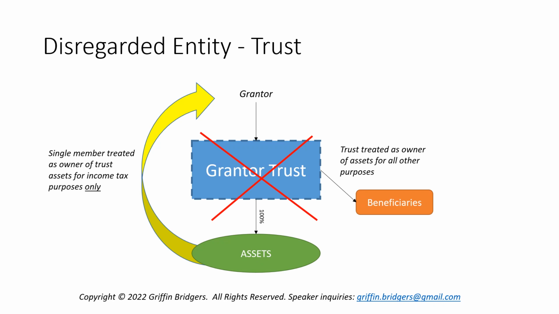But for all other purposes, including gift and estate tax purposes, the trust would be treated as the owner of its assets, which is an important point for estate and gift and generation skipping transfer tax planning. But that's outside of the scope of our discussion today, because I've talked about that a little bit before. But this seems to make sense, both the disregarded entity for the LLC and the grantor trust.